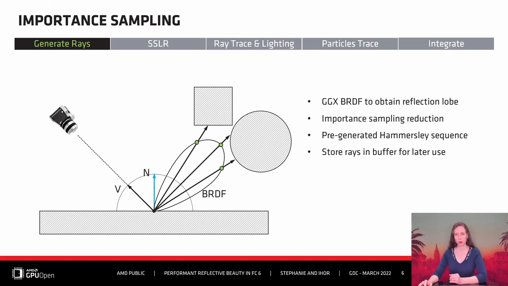In Far Cry 6, we use a GGX BRDF to determine the reflection lobe. Complete coverage of the reflection lobe using ray tracing is prohibitively expensive performance-wise. Instead, we use importance sampling to determine more optimal ray placement. Importance sampling is then combined with a pre-generated Hammersley sequence to ensure even distribution. However, we'll need to use these rays for several different passes, so we store the rays in a buffer for later use. Which means even with importance sampling, we still had too many rays per texel.